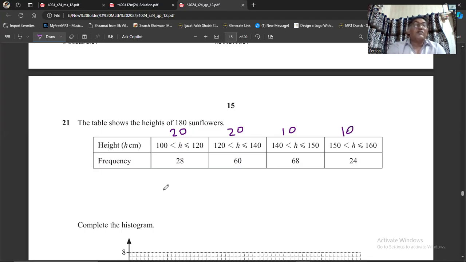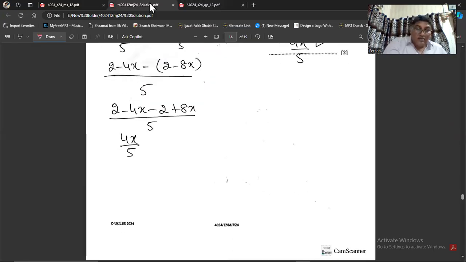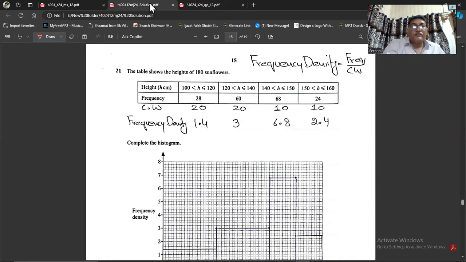If you want to find the frequency density to make the histogram, you divide the frequency by the class width. So 28 divided by 20, 60 divided by 20, 68 divided by 10, and 24 divided by 10. Let me show you. I have done this. So hopefully you can see this.